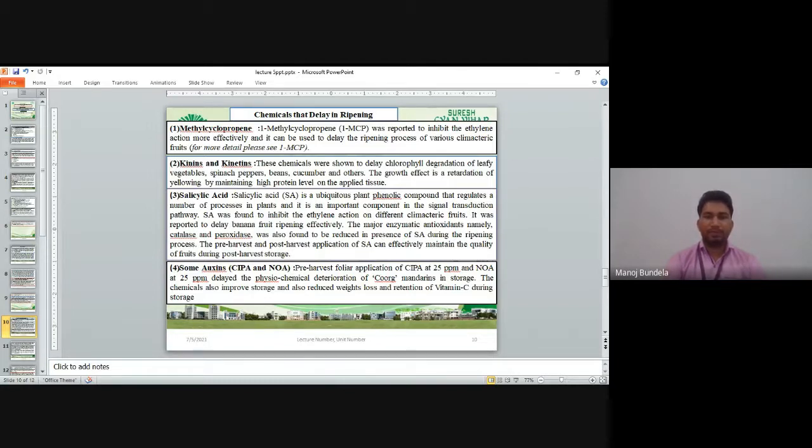Pre-harvest foliar application of CIPA at 25 ppm delays the physicochemical deterioration of Coorg mandarin in storage. The chemical also improves storage and reduces weight loss and retains vitamin C during the storage conditions.